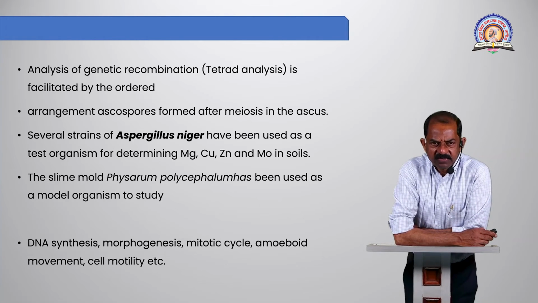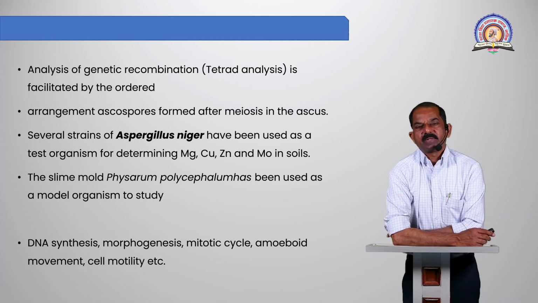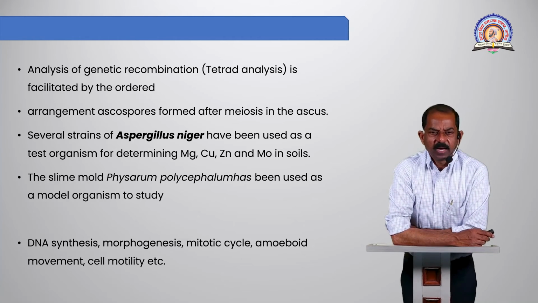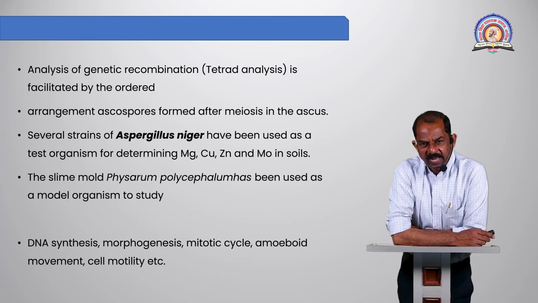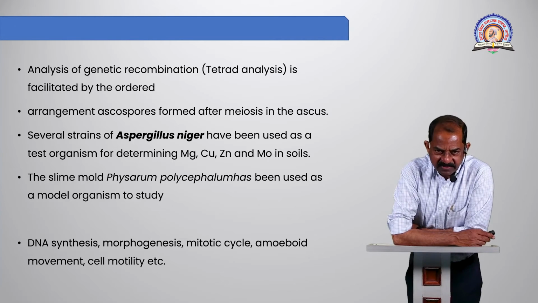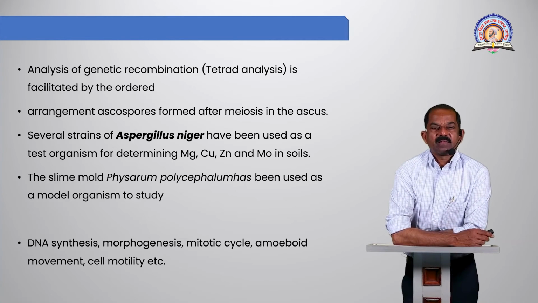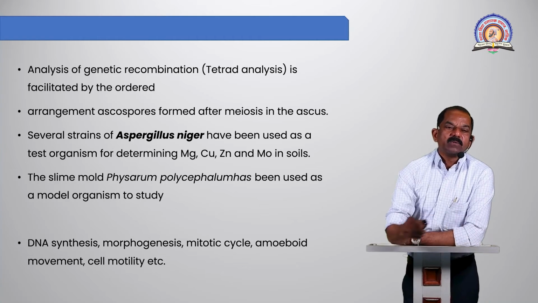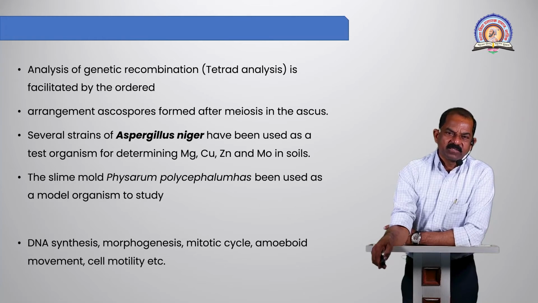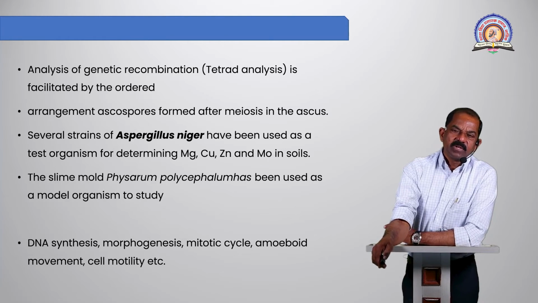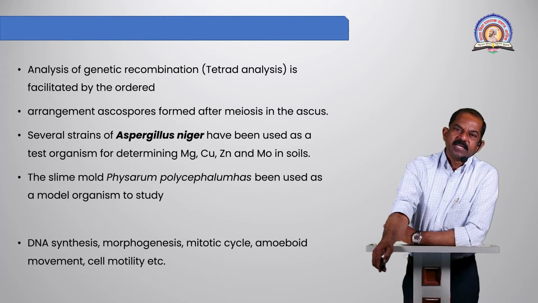Several strains of Aspergillus niger have been used as a test organism for determining manganese, copper, zinc and molybdenum in soil. The slime mold Physarum polycephalum has been used as a model organism in studies. So all such types of research are easily done with the help of fungi.